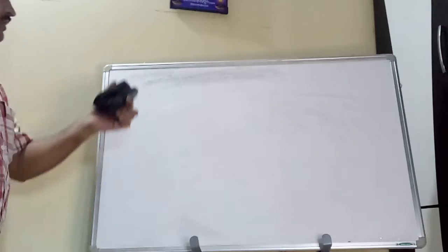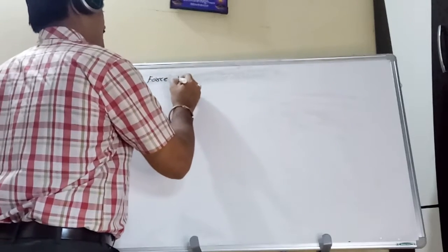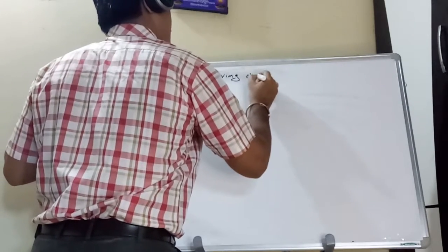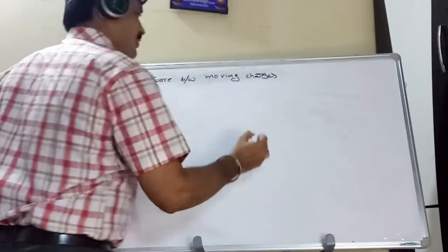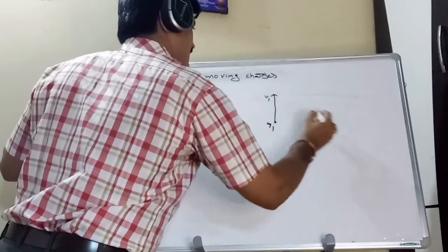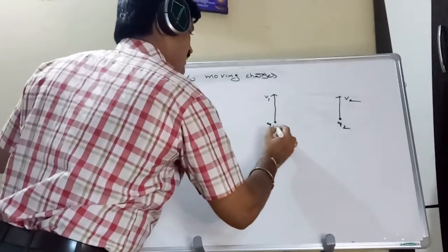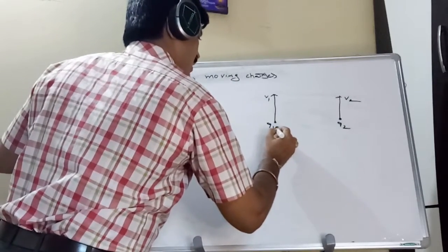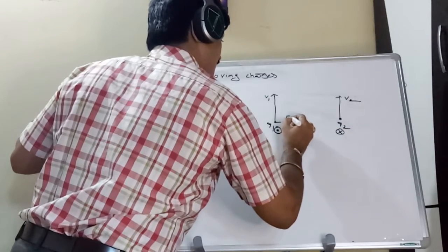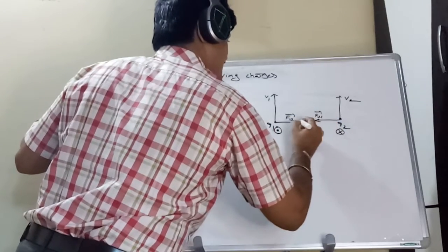Today we discuss force between moving charges. Two charges are placed: charge Q1 with velocity V1, and charge Q2 with velocity V2. The magnetic field induction is outward and inward respectively. Here the forces are F12 bar and F21 bar, and the distance is R.